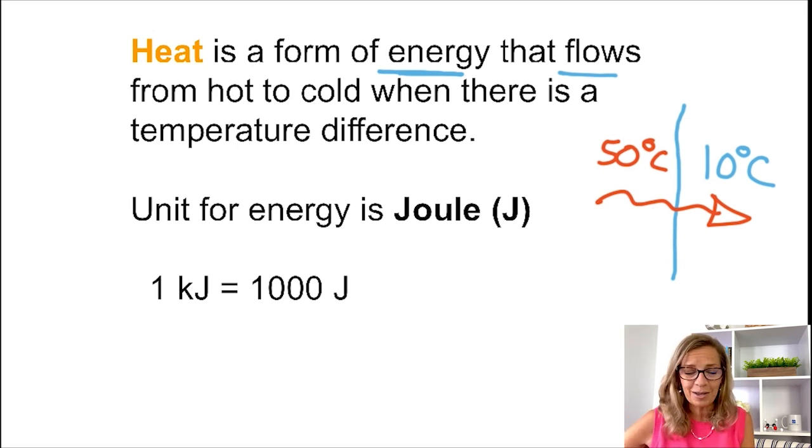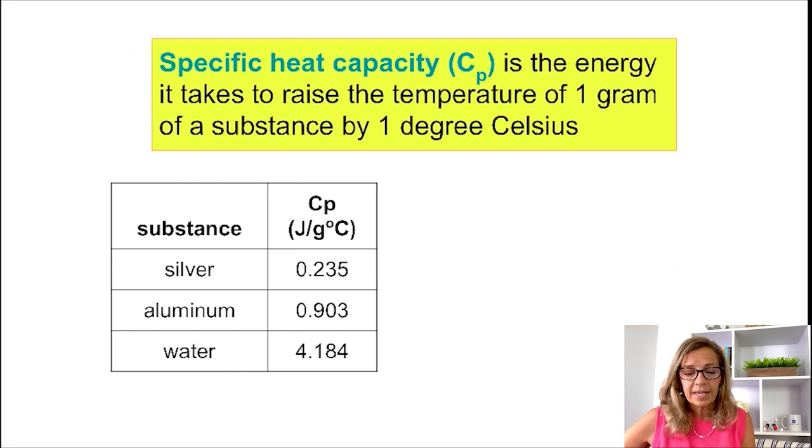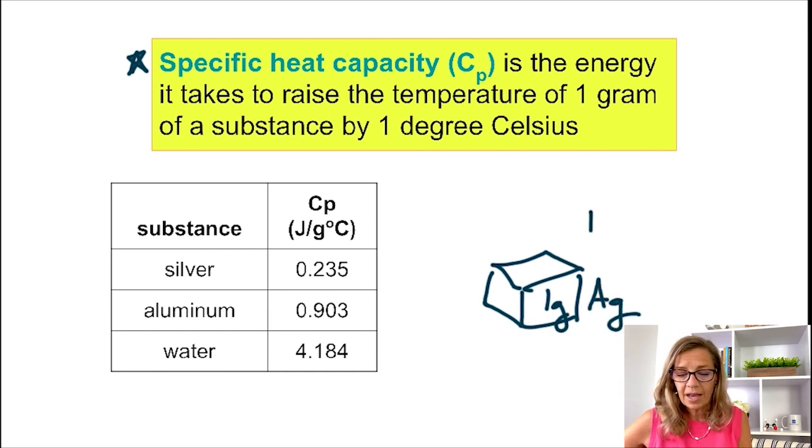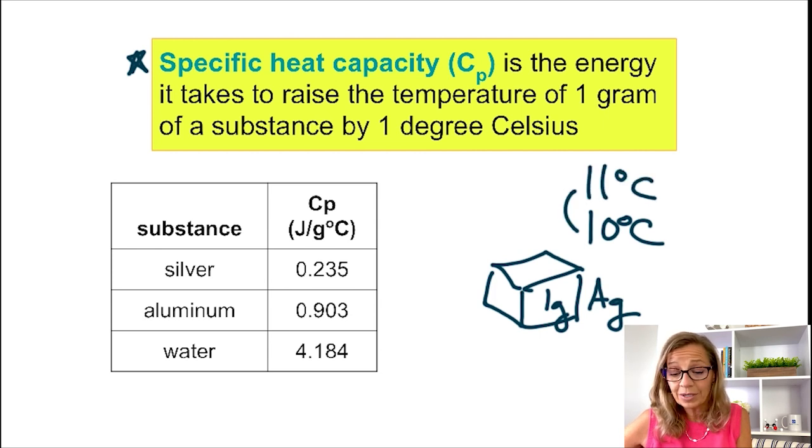Now, our unit for energy is the joule that we're going to use for heat energy or chemical energy, all kinds of energy. A joule is a very small amount of energy, and so we often use the kilojoule, which is 1,000 joules. Now, let's relate heat to the amount of substance. There is a term that you may have seen called specific heat capacity. And it's how much energy it takes to raise a gram of a substance by 1 degree C. So let's say I have 1 gram of silver, and I have it at 10 degrees C, and I want to raise it to 11 degrees C.